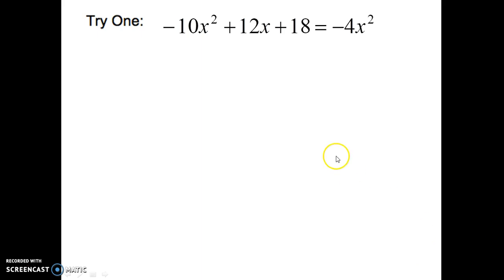All right, let's try this one. On your page, you have the second one. See how you can do with this one. Find the discriminant value first, how many solutions, and then solve it. All right, let's check our work.